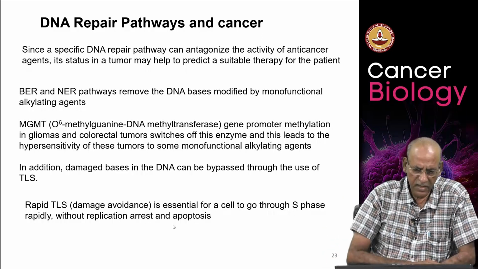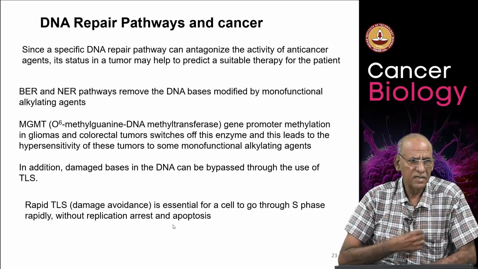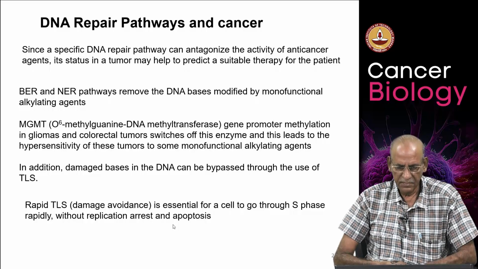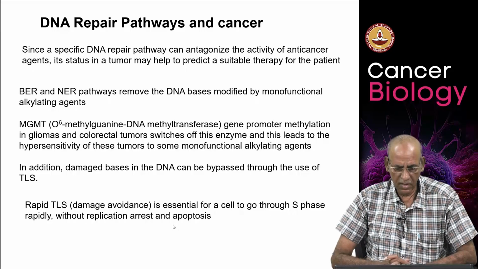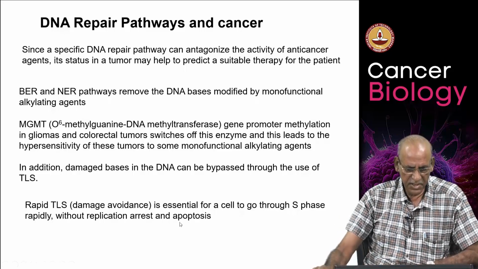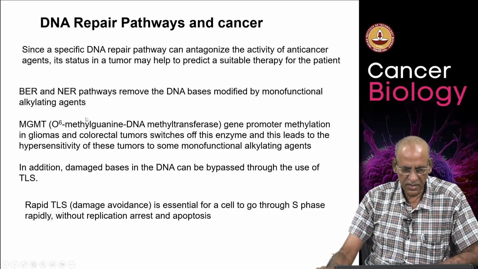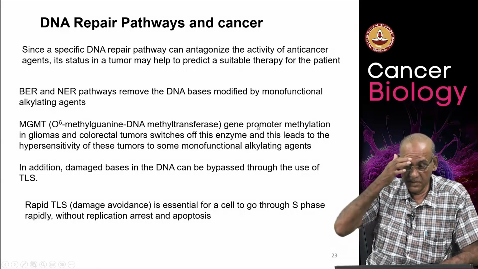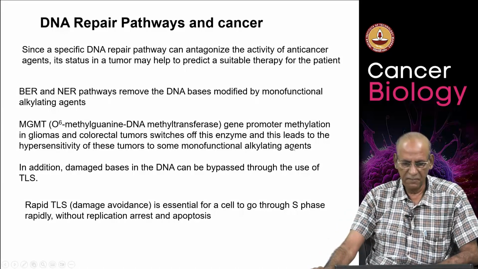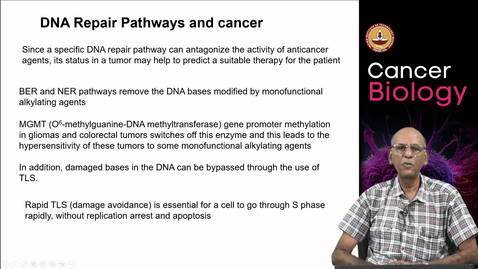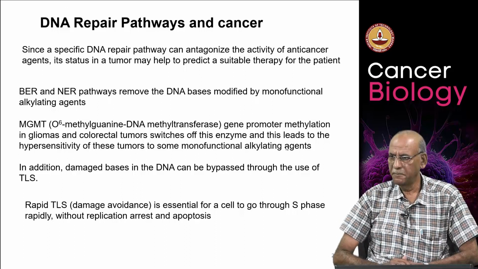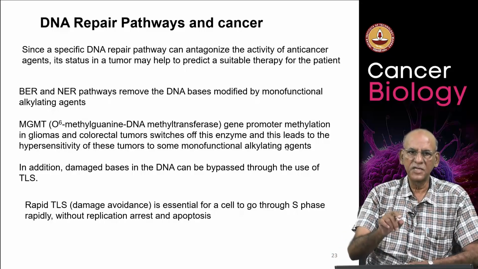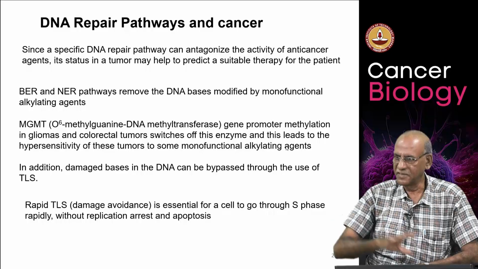Then what are BER and NER, the short forms? Base excision repair and nucleotide excision repair, NER pathways, remove the DNA bases modified by alkylating agents. This MGMT, just now I told you, O6-methylguanine DNA methyltransferase gene promoter methylation happens in gliomas. If the promoter is methylated, what will happen to this gene? Correct, there will be loss of expression. So, that means this methyltransferase will not be expressed in brain cancer.